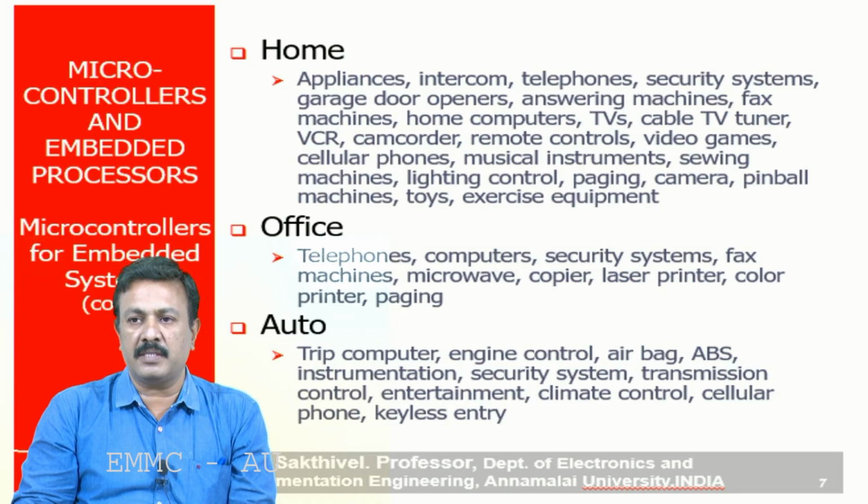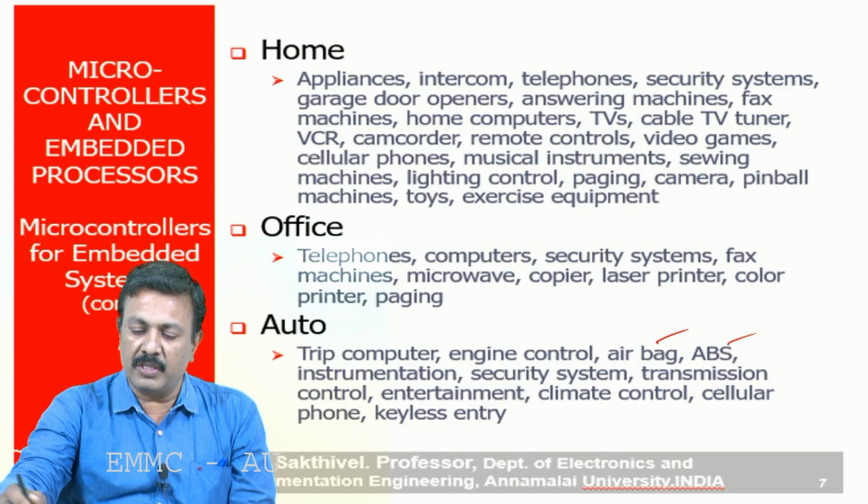In home appliances, there are intercoms, telephones, security systems, answering machines, fax machines, camcorders, CCTV cameras, musical instruments, sewing machines, light control and cameras, toys. In your office you can see telephones, computers, security systems, fax machines, microwave ovens, copier machines, laser printers, color printers, paging machines. In the automobile industry, you can see the trip computer, engine control, airbag, ABS, instrumentation, security system, transmission control and keyless entry. These are all things in automobiles.